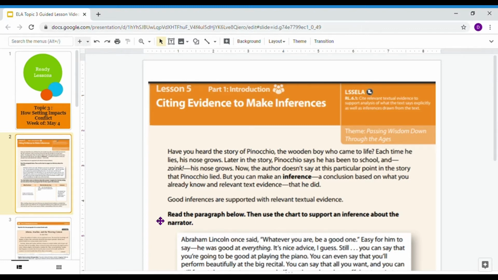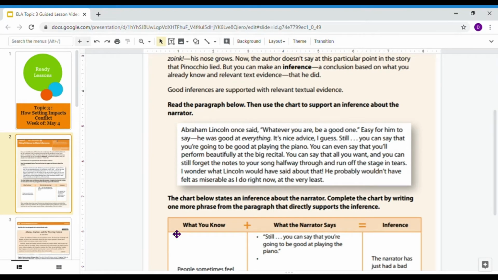So an inference is essentially a reasonable guess based on the details that you read in a passage or something that you can see in a picture. It's anything that's not directly or explicitly stated to you. It's basically you reading in between the lines. So let's read this paragraph and we're going to go over this chart together.